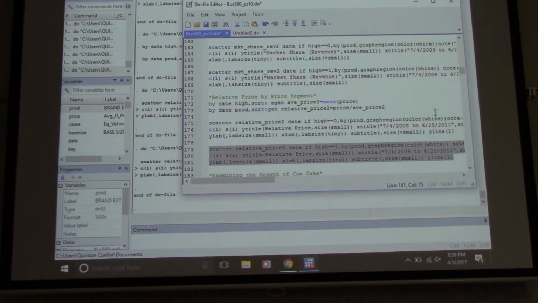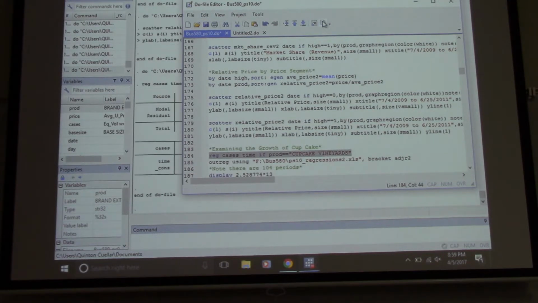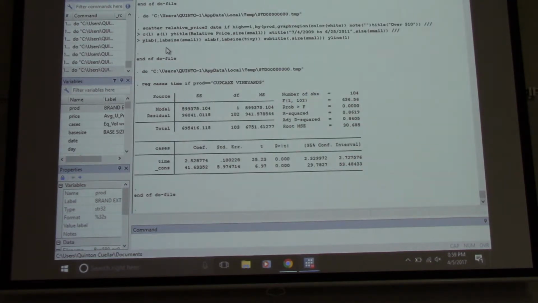So let's do this. Let's look at the growth rate of Cupcake. So we're just going to run a regression, cases against time. And our coefficient on time is 2.5. What does that mean? How do we interpret our coefficient on time?